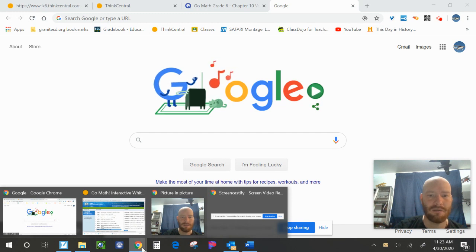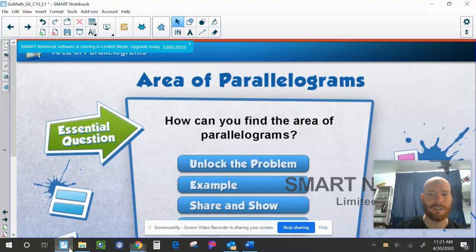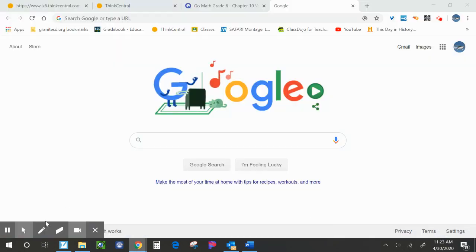Let's get into our challenge today. Maybe. Where'd it go? Right here. Okay, there it is. Sorry. All right, how can you find the area of parallelograms? Okay, so got a couple different vocabulary words here, right? So we have area and parallelograms. So you did your vocabulary yesterday. Let's take a look though and refresh ourselves of what these words mean.